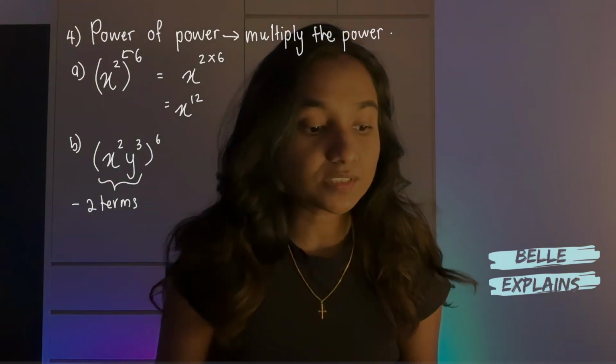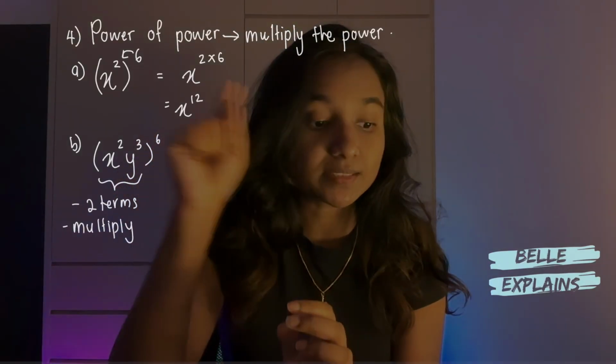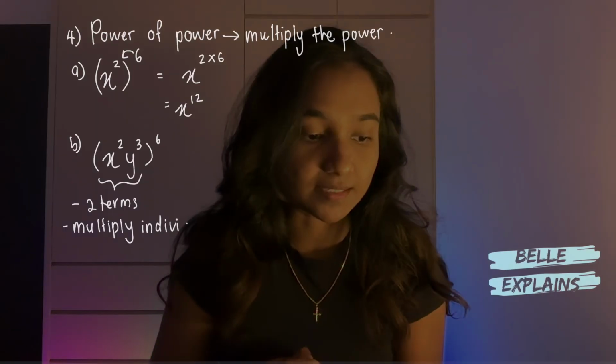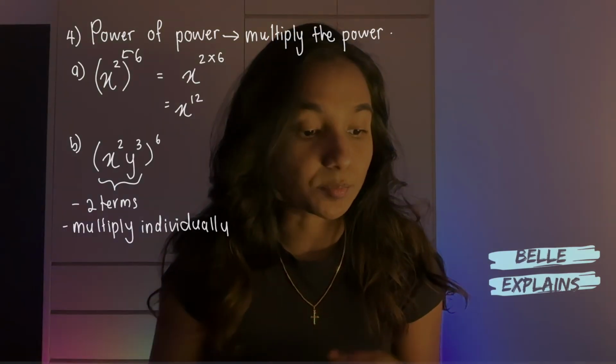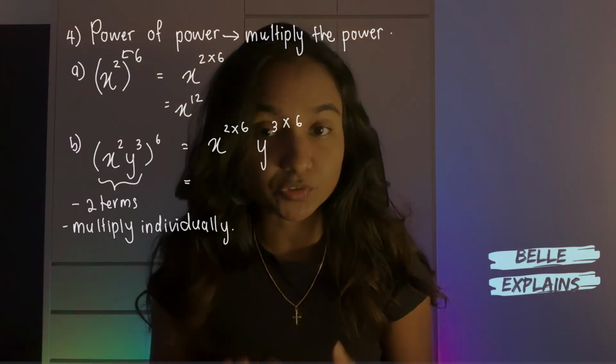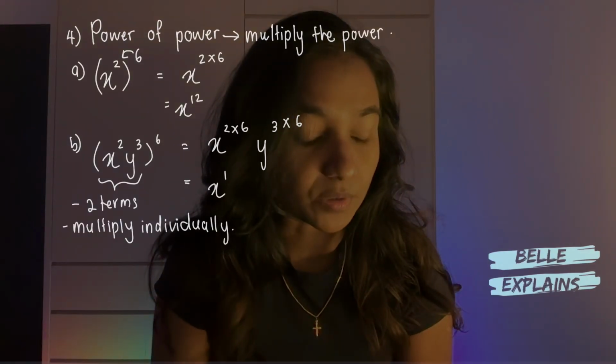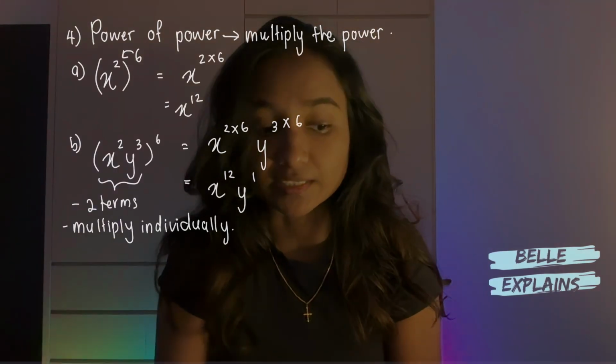So when you notice this question, there are two terms in the bracket. So the 6 that's outside will multiply them individually inside. Okay, so you can see x to the power of 2 times the 6, and y to the power of 3 times the 6 as well. Remember that it has to go in for all the terms that are in there. If there's a coefficient, then it will also be multiplied for the coefficient. Okay, so your answer will be x to the power of 12 and y to the power of 18.